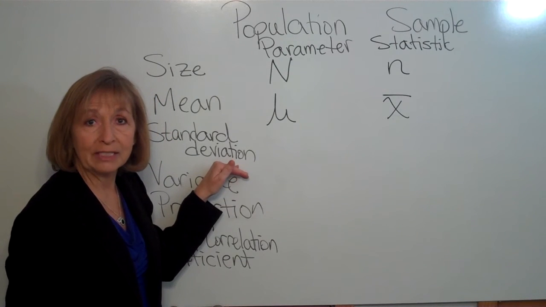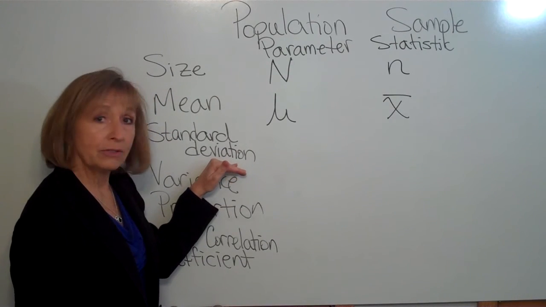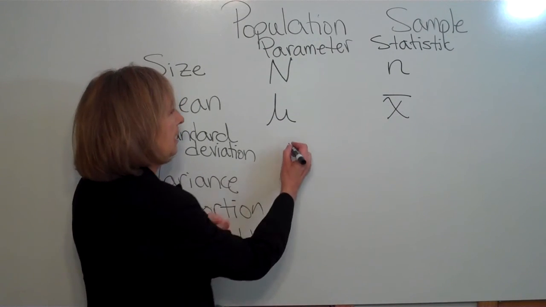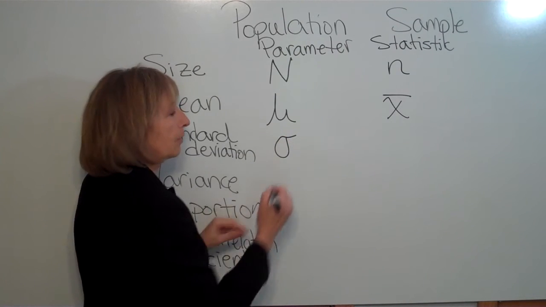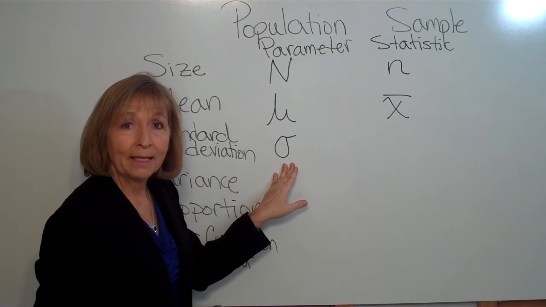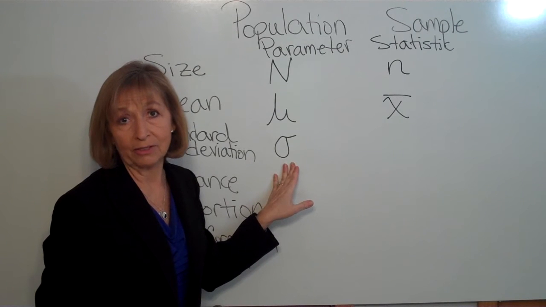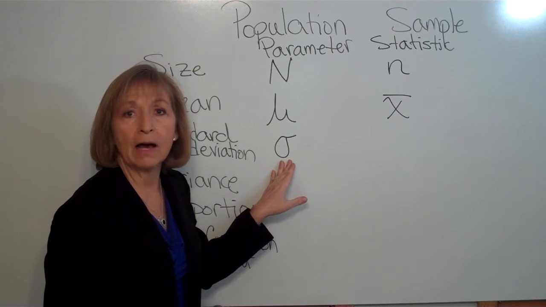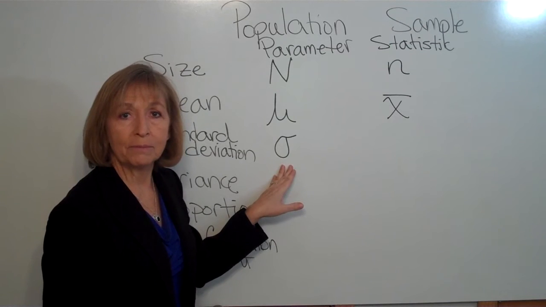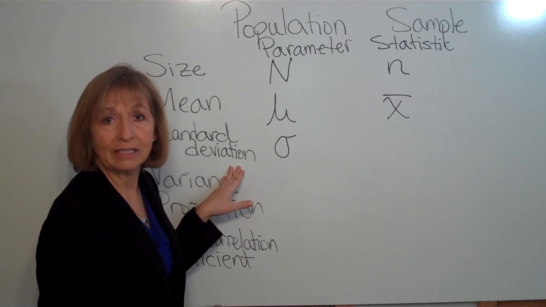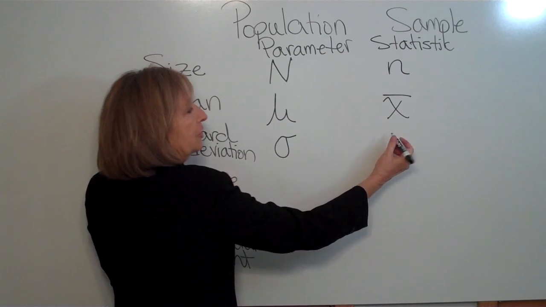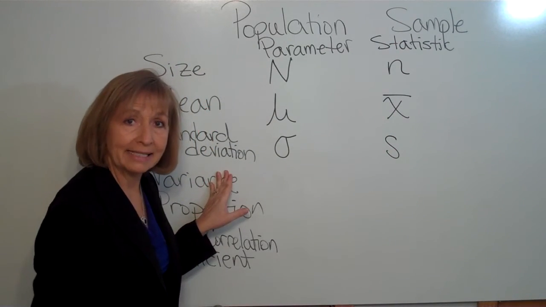Next up is the standard deviation. So for the standard deviation, if you have the entire population, your symbolism is the Greek letter lowercase sigma. Now note that the Greek letters have capital letters as well as lowercase letters. And so when we say that we have our lowercase sigma, this symbolism is for your population standard deviation. For your sample standard deviation, it is the letter S.